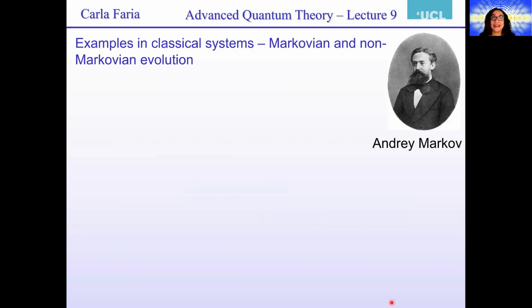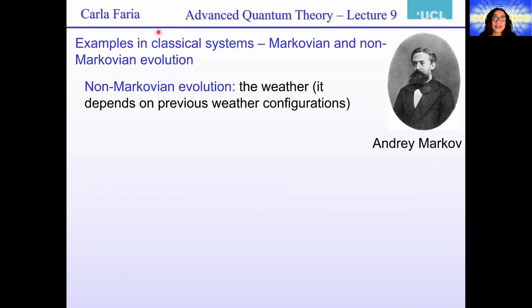And in fact, this is named after Andrei Andreevich Markov, who made huge contributions to stochastic systems. And you don't find Markovian evolution only in quantum systems. You can find this also in classical systems. For instance, the weather is a case of non-Markovian evolution, because whether it's going to rain today or tomorrow is going to depend on previous weather configurations, not only on what is happening immediately before, but on the day before, and maybe the day before the day before. It's unbelievably difficult to predict, but it depends on this configuration.